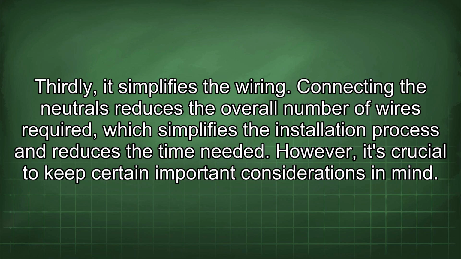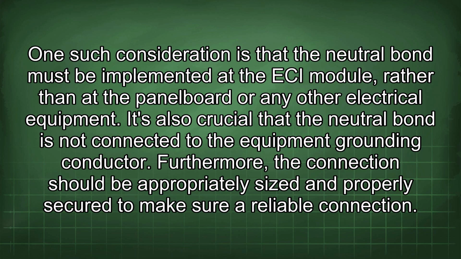Connecting the neutrals reduces the overall number of wires required, which simplifies the installation process and reduces the time needed. However, it's crucial to keep certain important considerations in mind. One such consideration is that the neutral bond must be implemented at the ECI module, rather than at the panel board or any other electrical equipment. It's also crucial that the neutral bond is not connected to the equipment grounding conductor. Furthermore, the connection should be appropriately sized and properly secured to make sure of a reliable connection.